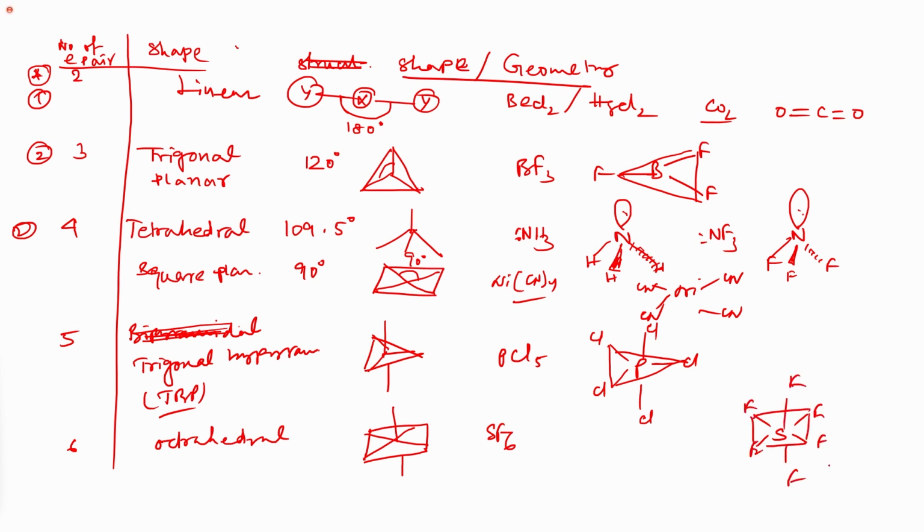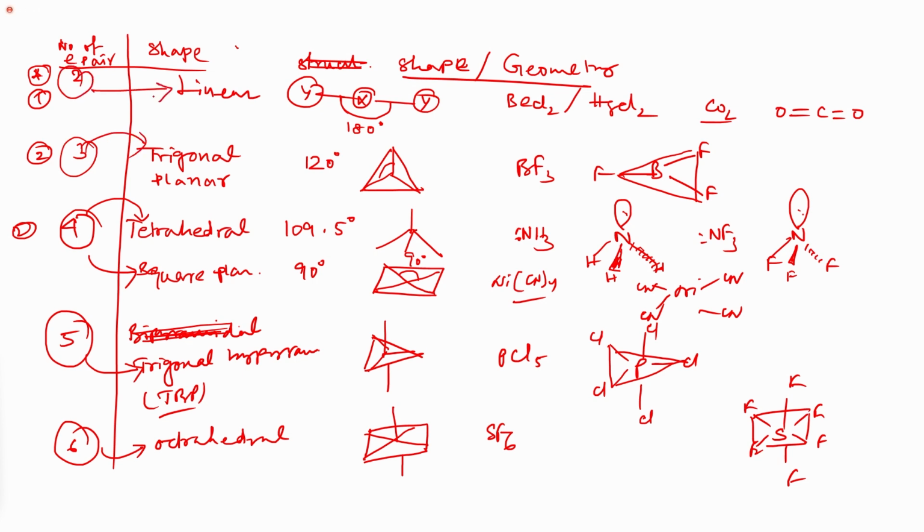You guys just remember, when the number of electron pairs is 4, then the structure will be tetrahedral or square planar. When the number is 5, it will be trigonal bipyramidal structure. When the number is 6, it is octahedral structure. If it is 3, then trigonal planar structure. If it is 2, then it is linear structure.